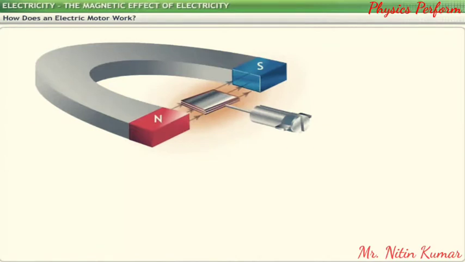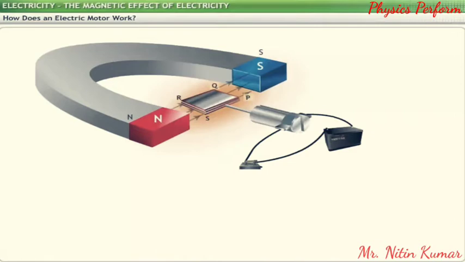Let's examine how an electric motor works. Consider a rectangular coil PQRS, placed horizontally between the north and south poles of a magnet and connected to a battery. The end of PQ part of the coil is connected to the battery through the split ring S1 and the brush B1. The end of RS part of the coil is connected to the battery through the split ring S2 and the brush B2.